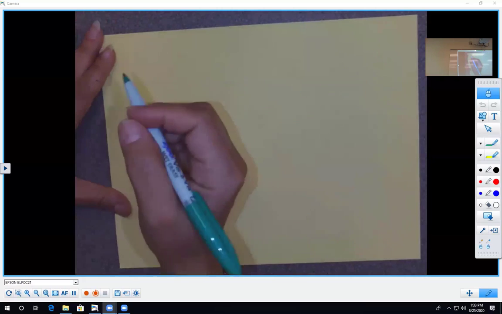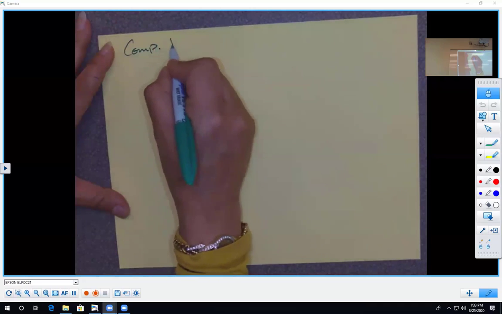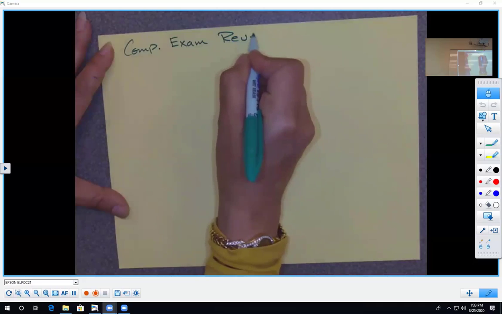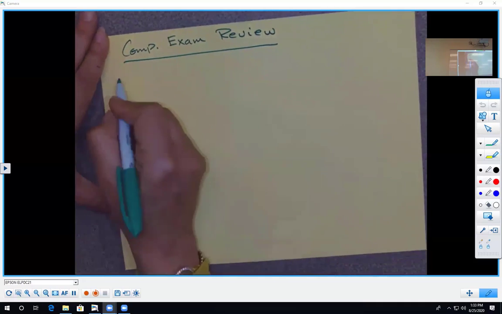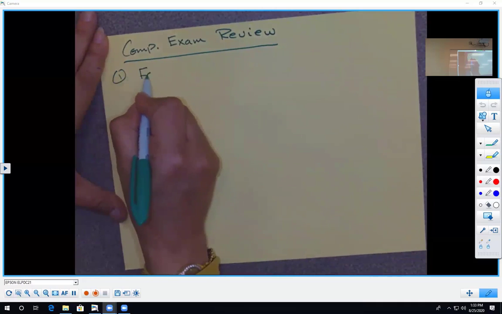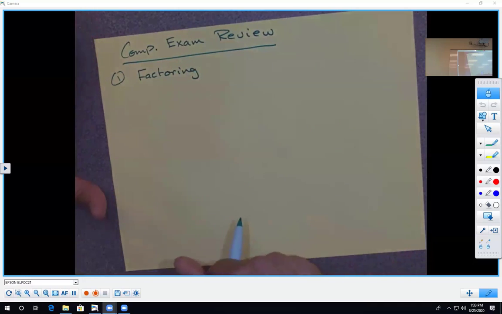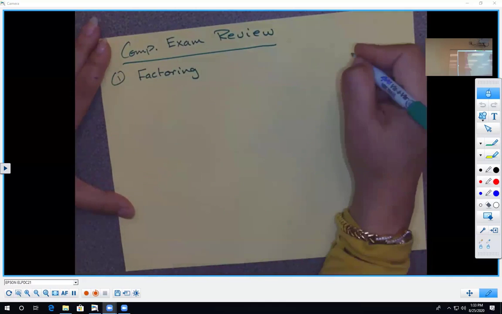So we're going to do a competency exam review. I'm going to start with factoring polynomials. I'm going to list here on the side all the rules, most of the important rules for factoring.